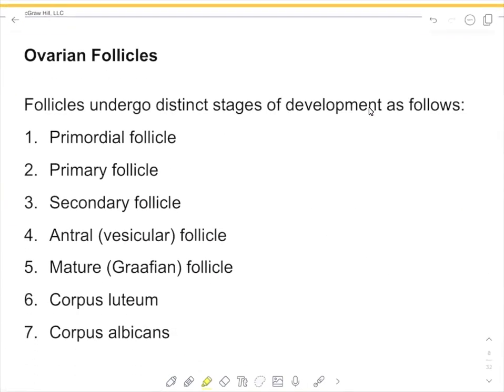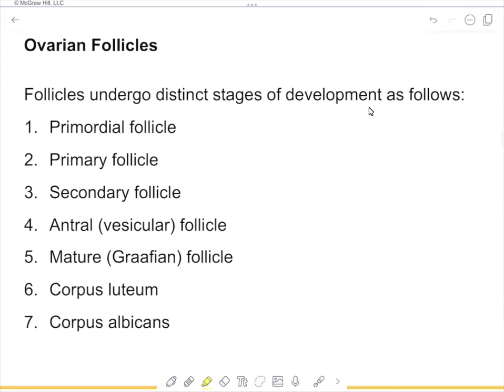So the ovarian follicles have distinct stages of development, and they are the primordial follicle, primary follicle, secondary follicle, antral follicle, mature or Graafian follicle. And then after ovulation, the corpus luteum, and then corpus albicans if no pregnancy occurs. Because the main function of the corpus luteum is to support the embryo by producing primarily progesterone as well as some estrogens.